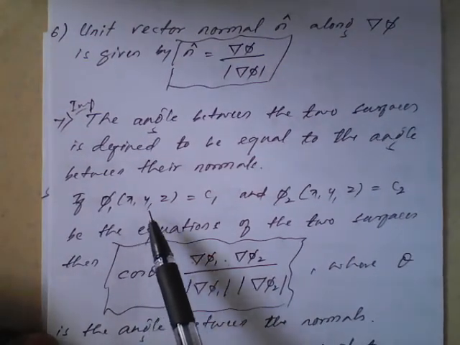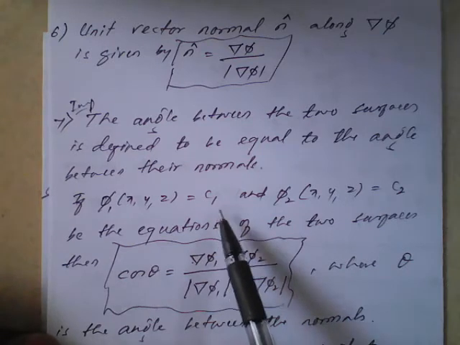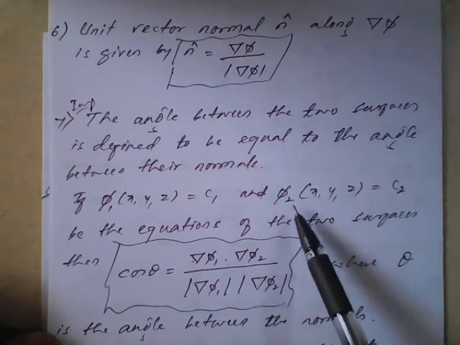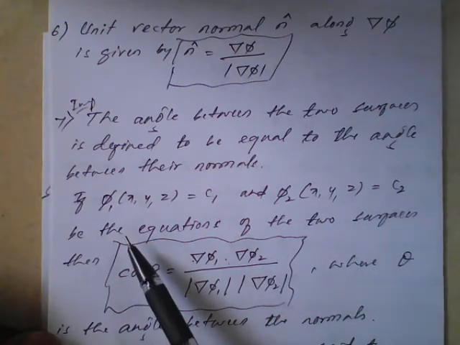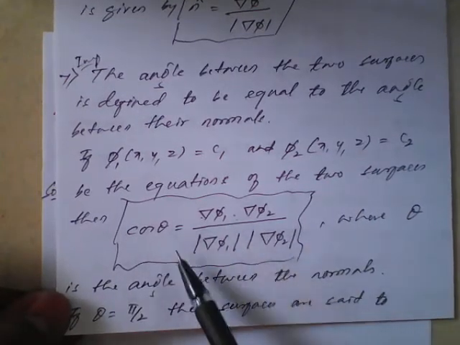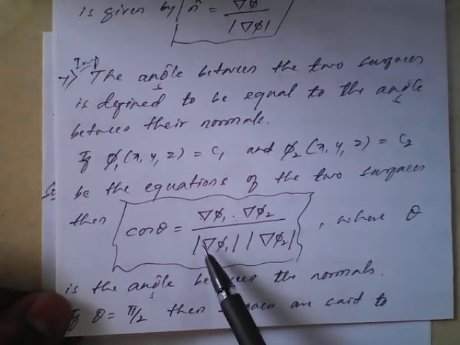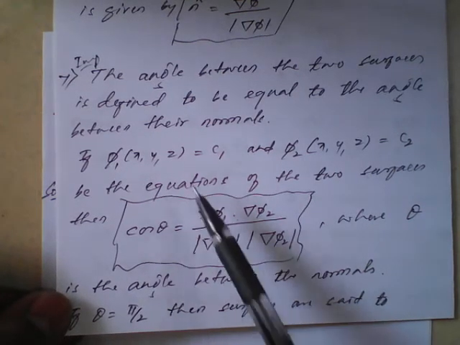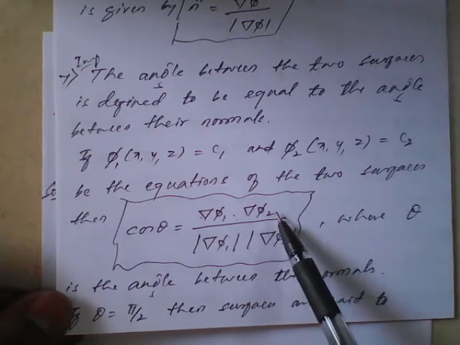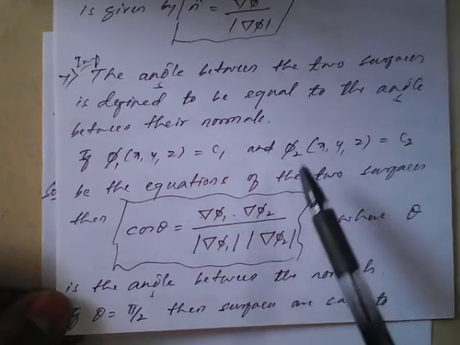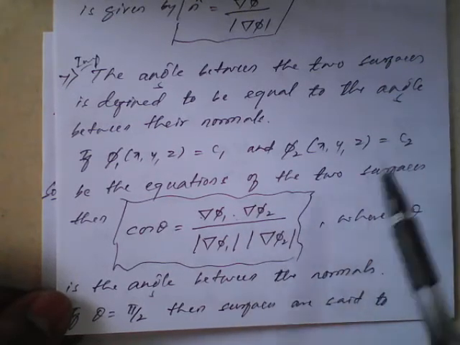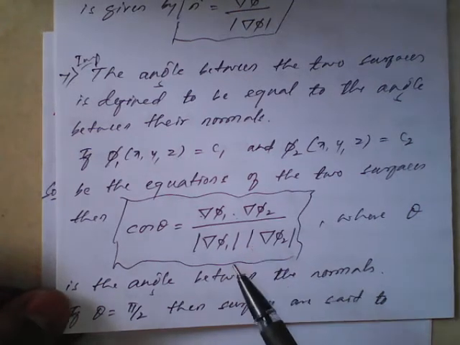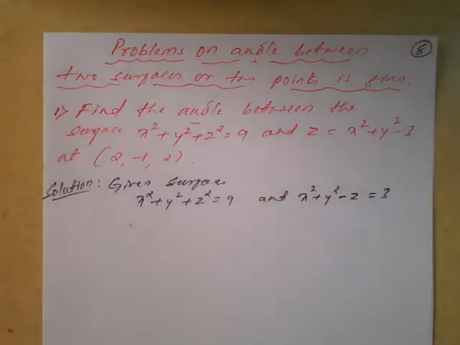So phi 1 of xyz is surface C1, and phi 2 of xyz is surface C2. To find the angle between two surfaces at a point, the formula is the same: cos theta is equal to del phi 1 dot del phi 2 over their magnitudes. It means we need to find del phi for both, and then apply the point. Then we get the formula, and from this we can get the angle. Now we'll see the example based on this.